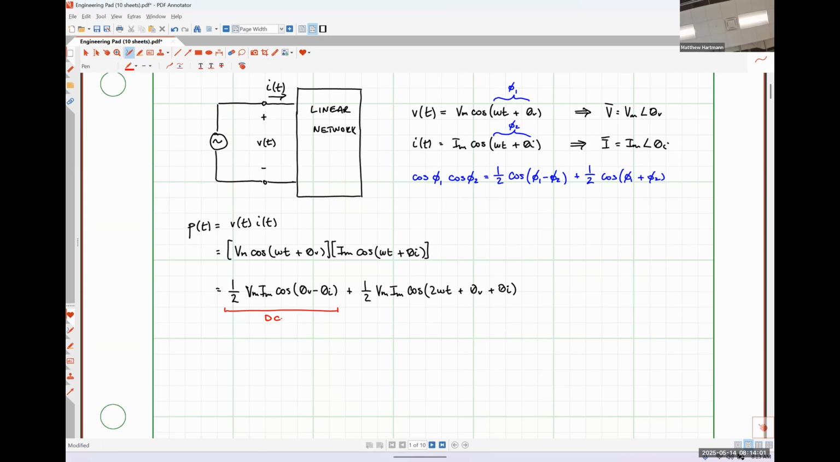The second part over here, obviously the Vm is a constant, the Im is a constant, theta v and theta I are both constants, but we do have some time dependency. But I want you to notice that instead of oscillating at omega, this particular portion of our instantaneous power actually oscillates at twice omega. So we see that our instantaneous power changes at twice the rate of either our current or our voltage. So this is going to be a twice omega AC term.